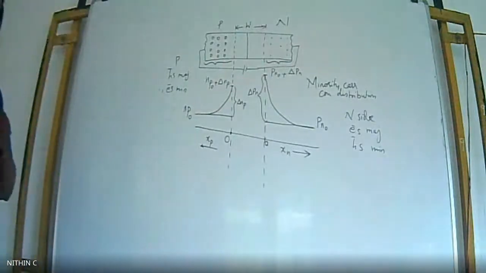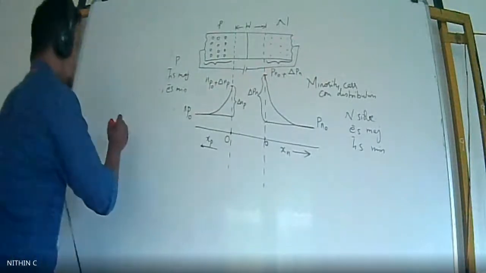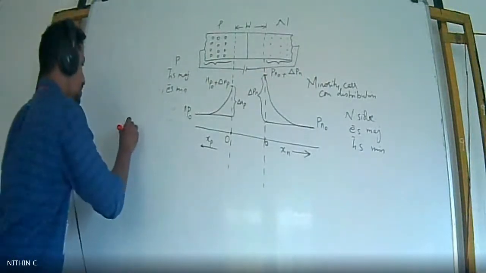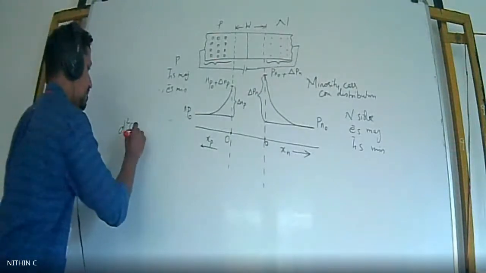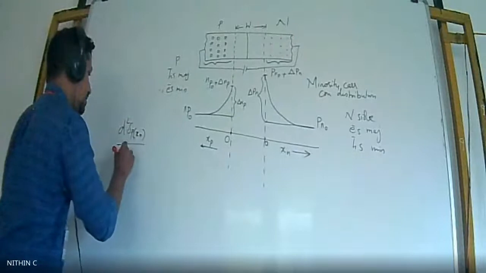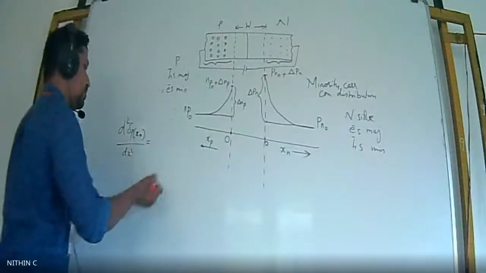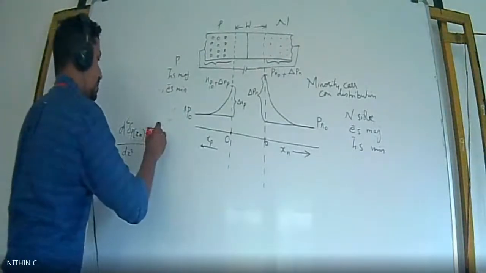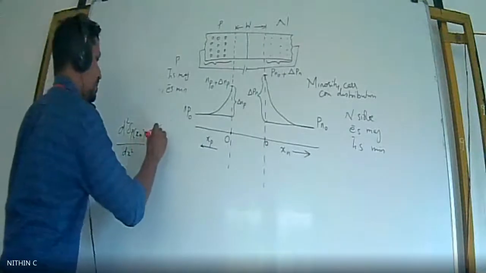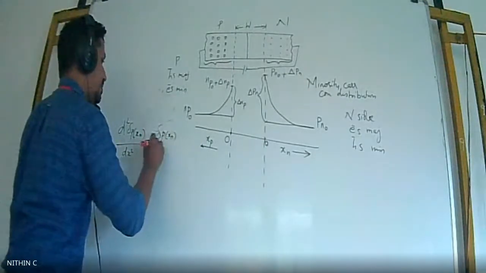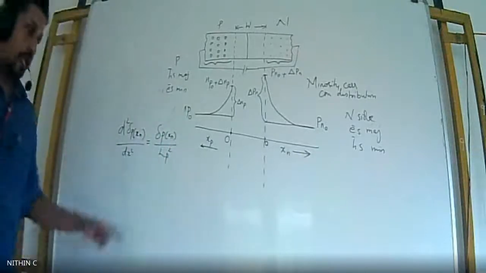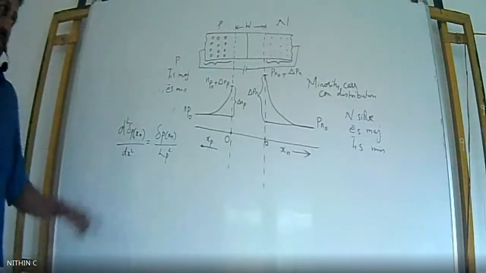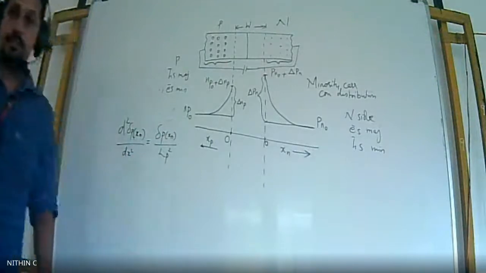Right? How do we write that? It can be written as d square delta pn by dx square is equal to delta pn by Lp square. Here, Lp is the diffusion length of holes. So this is the continuity equation under steady state condition.